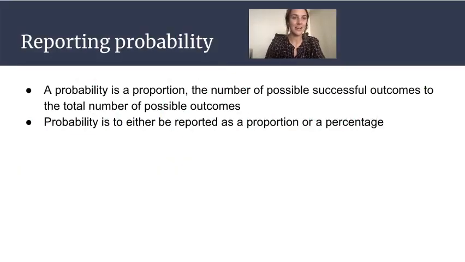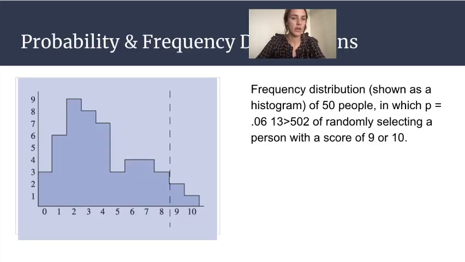So that's the basic mechanics of probability, but let's talk a little bit more about what we can do with it. Let's consider a histogram. We did plenty of work with histograms and frequency tables earlier in the course. Here's a frequency distribution shown as a histogram, where we have 50 people included in this graph. We have a few other things in here that we're not going to worry about quite yet. But say we're interested in randomly selecting somebody from this distribution that scored a 9 or a 10.